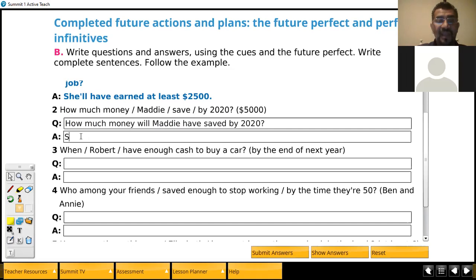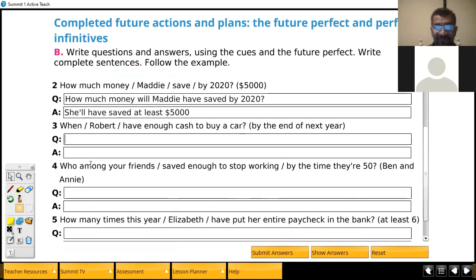She will, well, have. Try to use contraction. She'll have saved at least 5,000. Okay, 5,000. All right, very good.